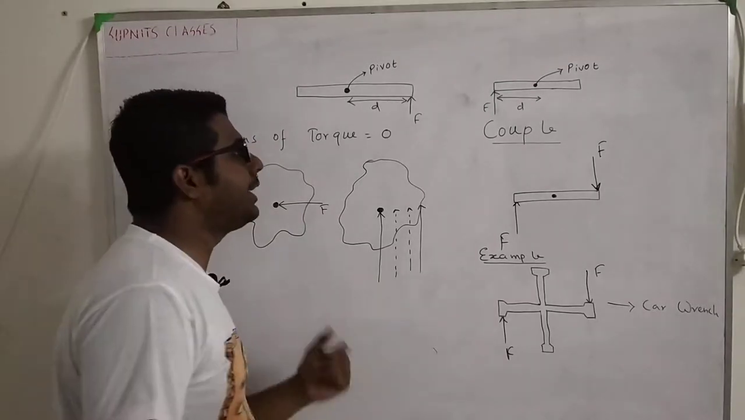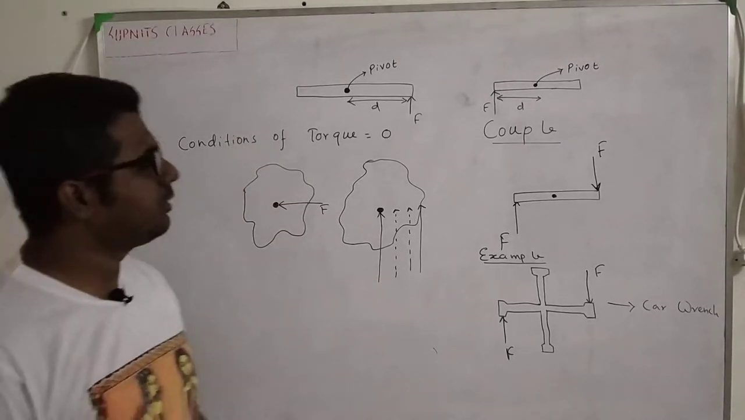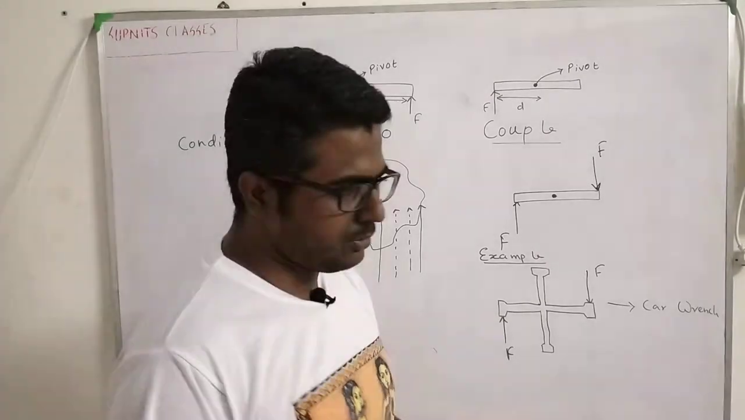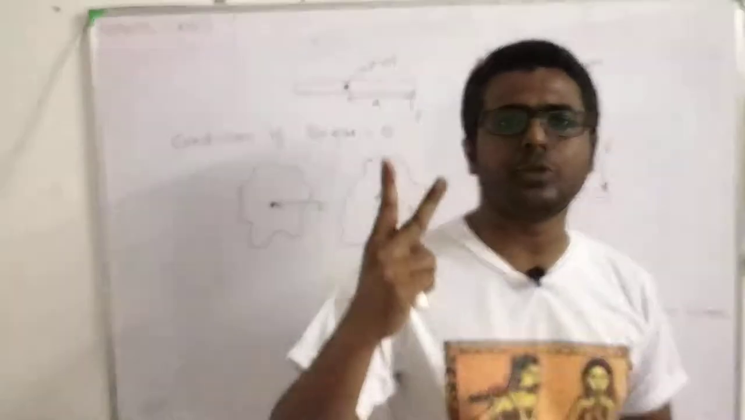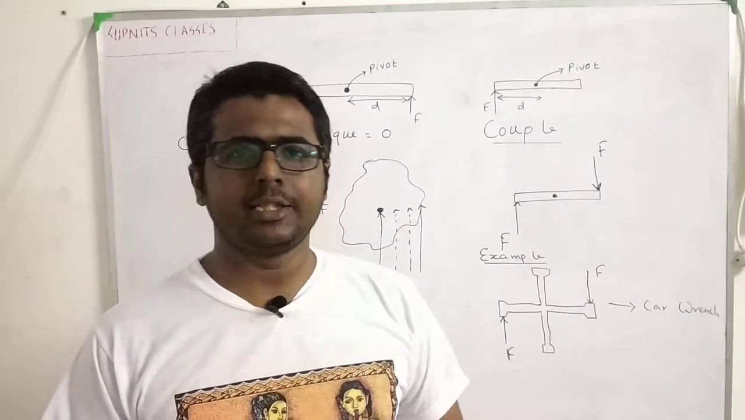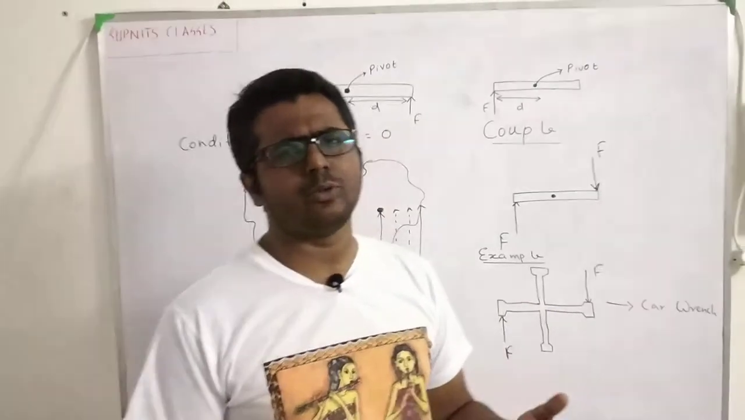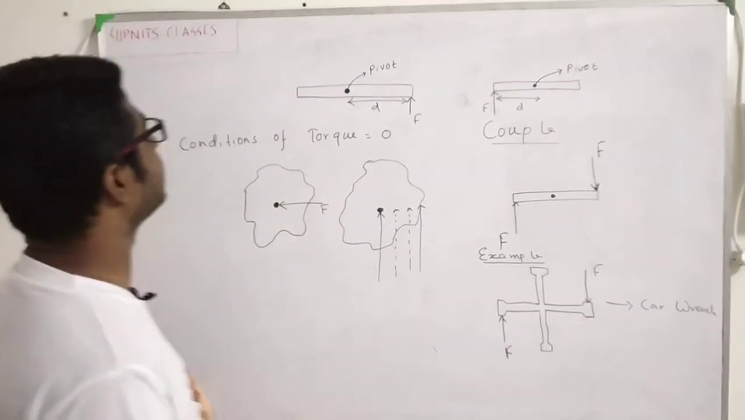Now, our next topic that we will learn today is about types of moments. We have already discussed that there are two types of moments. One is anti-clockwise and another is clockwise. So, we will go deeper into it and try to understand some more concepts with respect to moment.